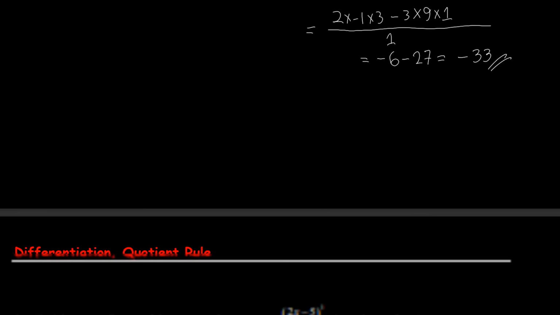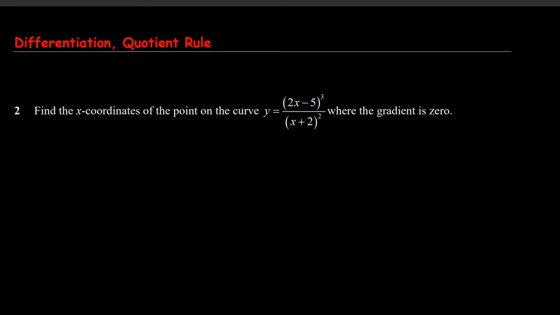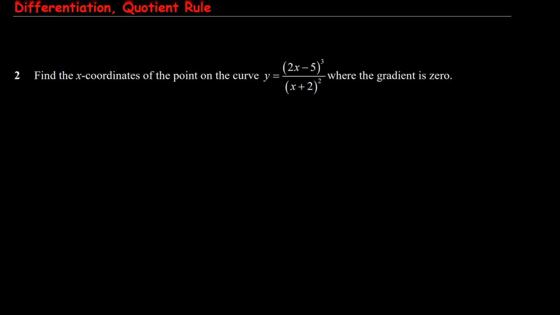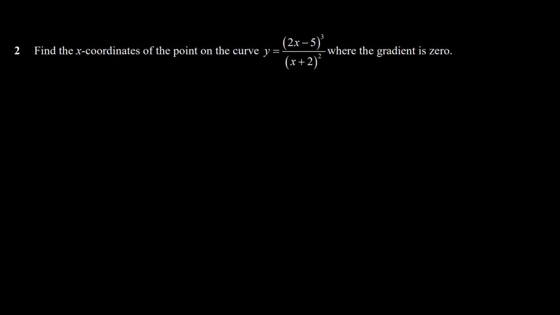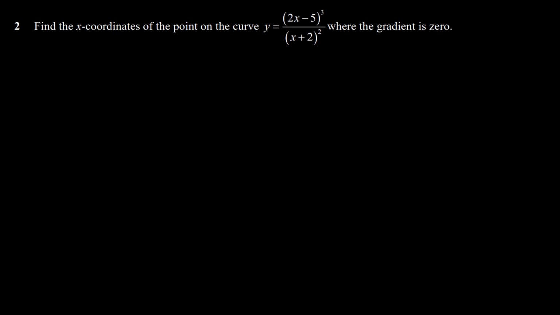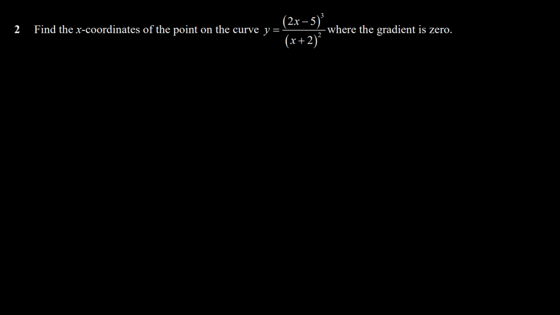Another question I wrote for you: find the x coordinate of the point on the curve where the gradient is 0. So let me try this question. Same as before, if the gradient is 0, we need to consider dy by dx equals 0, because dy by dx is the gradient expression. Then we can find the value of x from there.